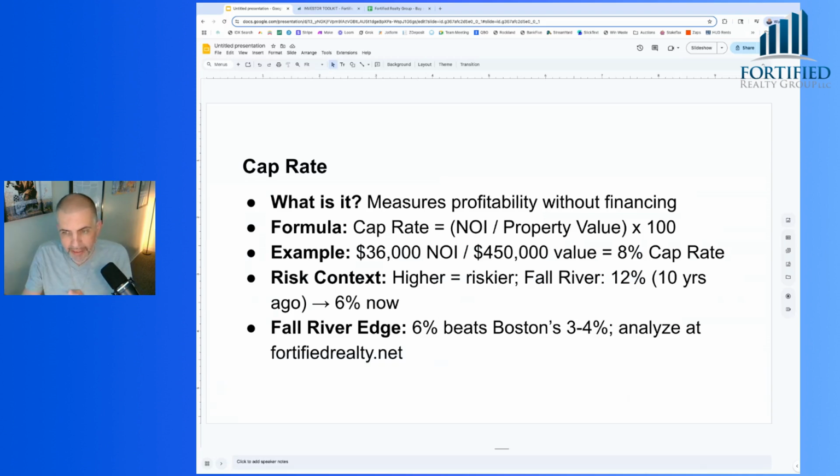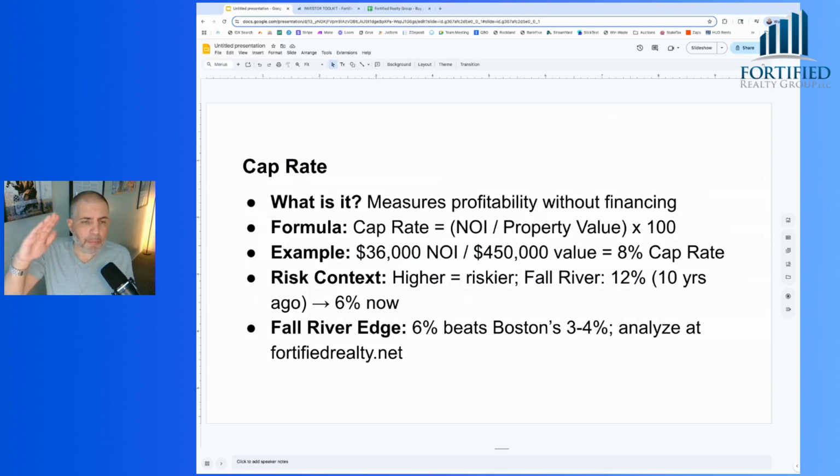So if we have those three different properties and we're analyzing them, and one of them's an 8, one of them's a 7, one of them's a 9, the best one may not be the cheapest one, and may not offer the highest return, or vice versa. That's where pricing comes in. Generally, I would say Fall River now is probably about a 6% cap rate. 10 years ago, it was a 12% cap rate.